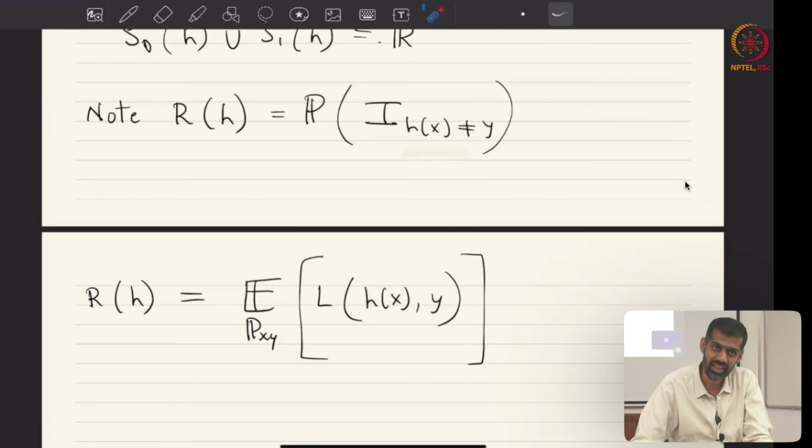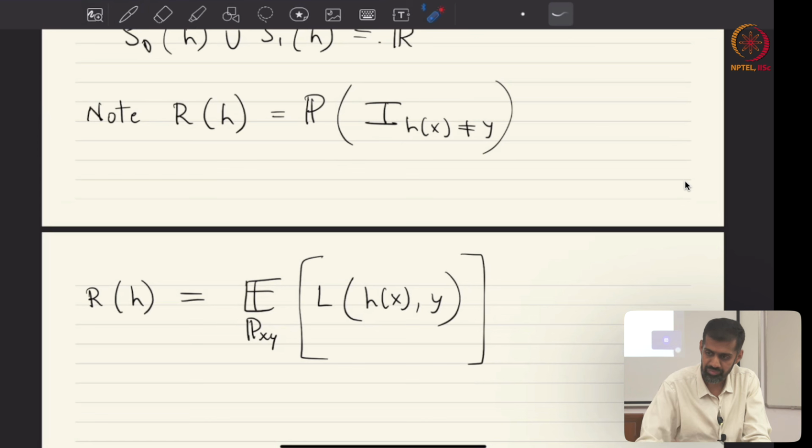So if you look at risk as an indicator random variable, then the loss function as an indicator random variable takes value 1. It's a Bernoulli random variable, it takes value 1 if the hypothesis is not matching with the true label, correct? And that's why it's the probability of this particular thing. Anyway, it's a side note.